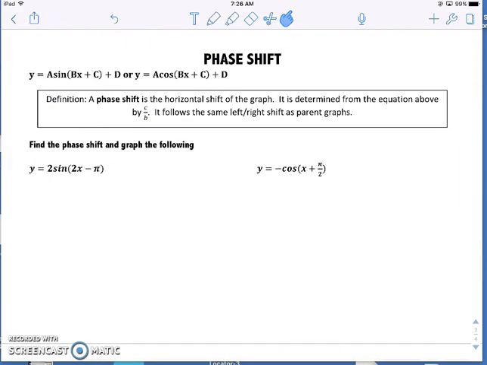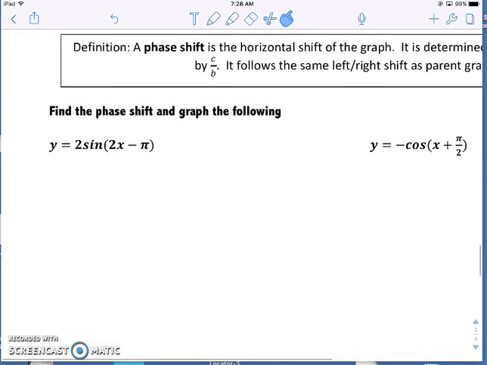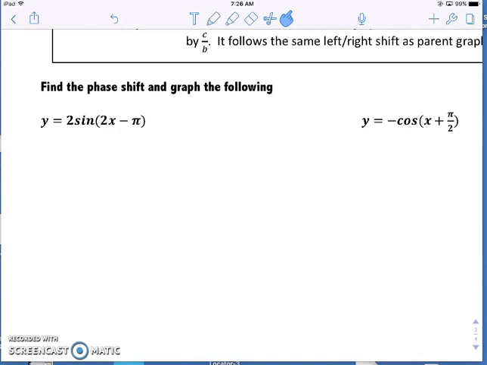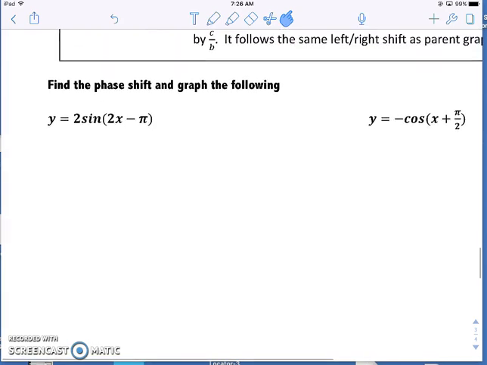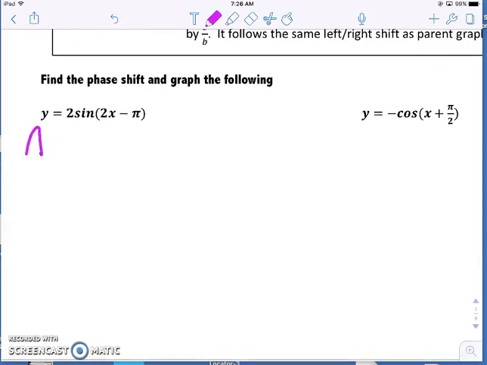Alright, so the phase shift. Phase shift is C over B, and that tells us if we're going right or left. So if we look at this, our amplitude, we're going to put some stuff together here. Our amplitude is 2. Our period is 2 pi over 2, which is pi.